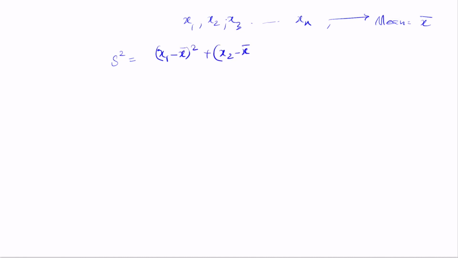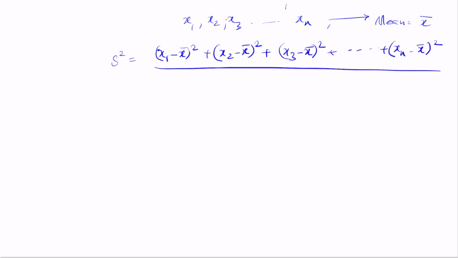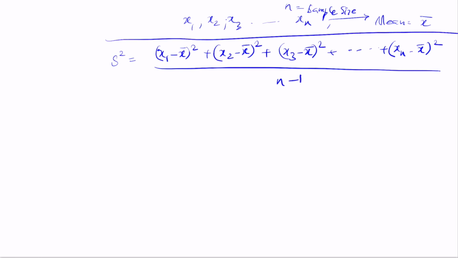For example, let's say I have S square, and observations x1, x2, x3 and so on until xn, and the mean of these values is x bar. Taking the mean into consideration, we get x1 minus x bar square plus x2 minus x bar square plus x3 minus x bar square and so on plus xn minus x bar square, divided by n minus 1, where n is the total number of observations, the sample size. This is the original formula.